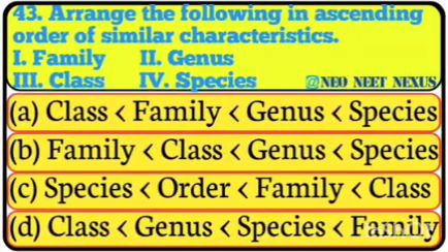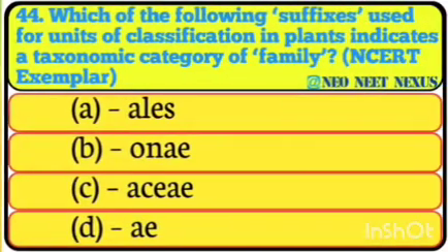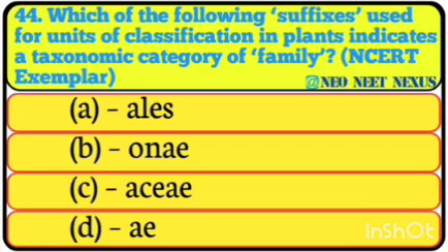Next, arrange the following in ascending order of similar characteristics. First family, second genus, third class, fourth species. A. Class, family, genus, species. B. Family, class, genus, species. C. Species, order, family, class. D. Class, genus, species, family. Correct answer is option A. Class, family, genus, species.